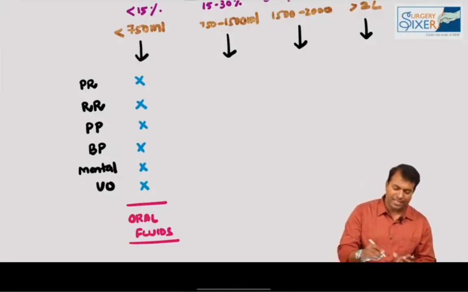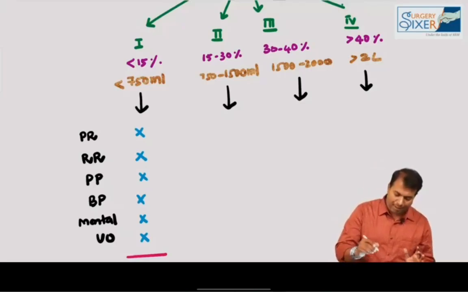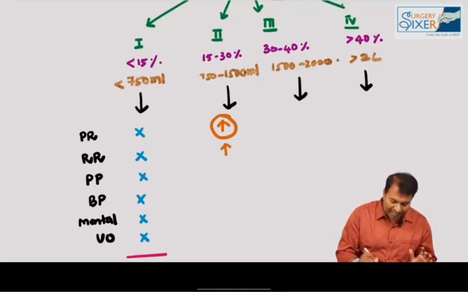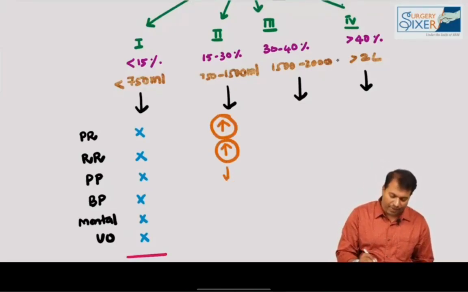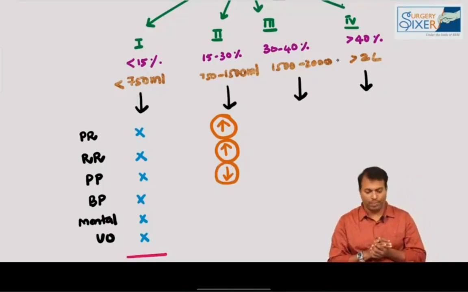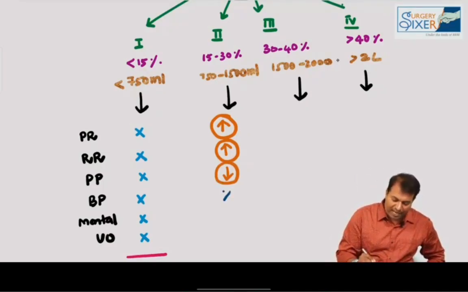And this is a 100 times asked question: in which shock does pulse rate increase? Pulse rate increases from class 2 shock. Respiratory rate starts increasing from class 2 shock. Pulse pressure decreases from class 2 shock. These 3 points happen in class 2 shock. Which is unaffected is blood pressure in class 2 shock.